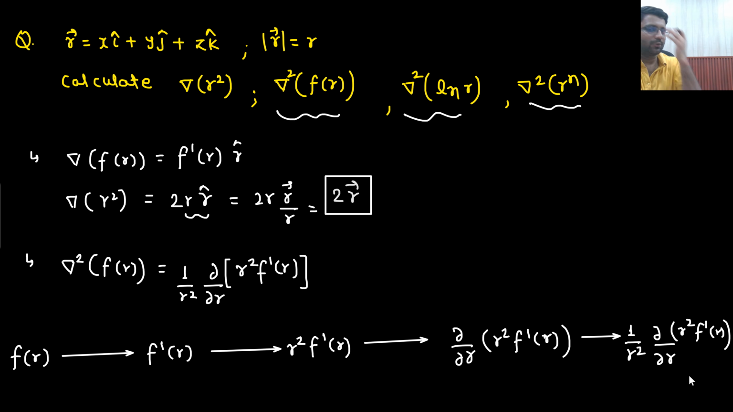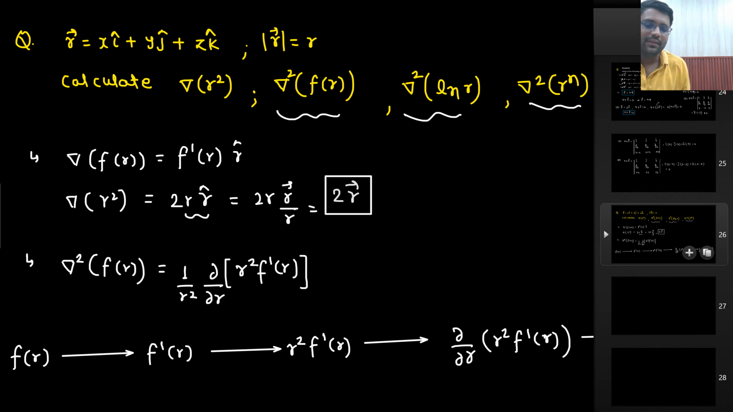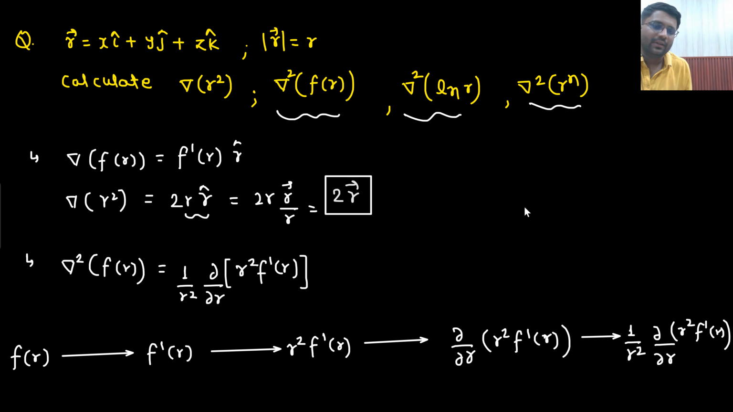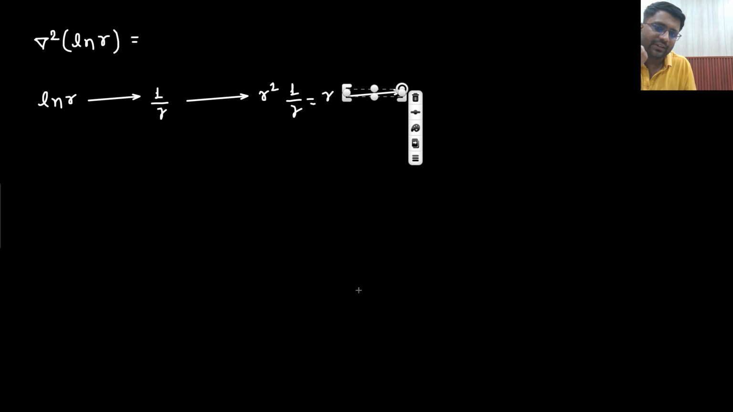There you go. This is the process we need to follow. If you are supposed to calculate the Laplacian of ln r, how will you calculate it? What is the process? First I will differentiate ln r. What I will get? 1 by r. Then I will multiply with r square. What I will get? r only. Then I will again differentiate it. What answer am I getting? r.